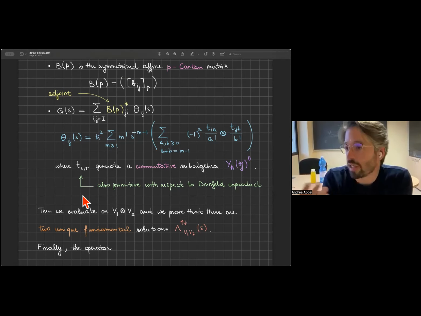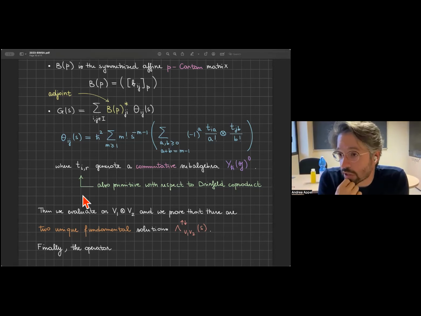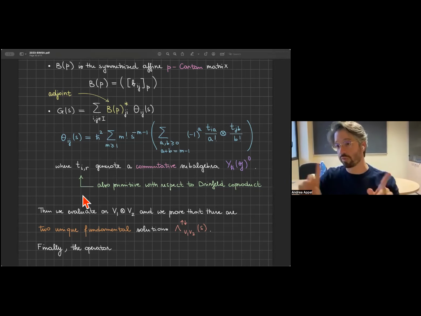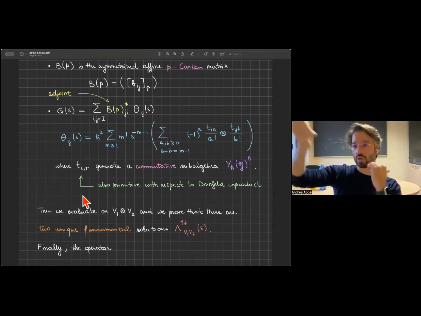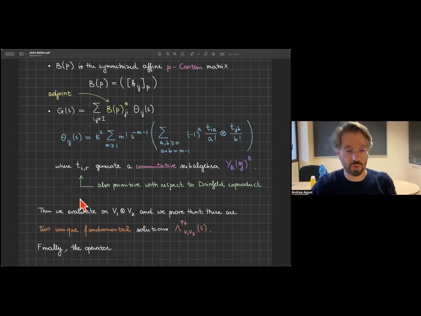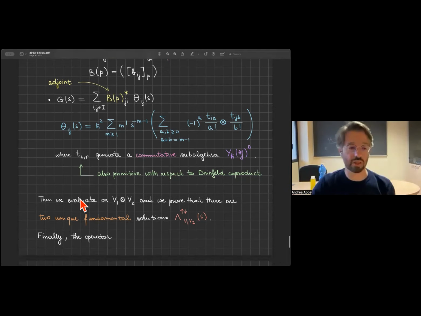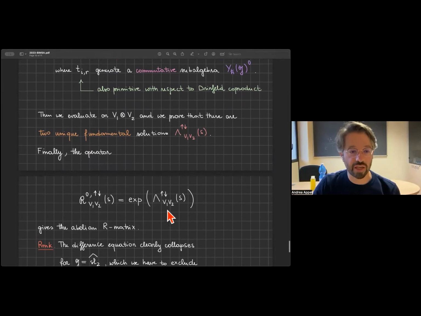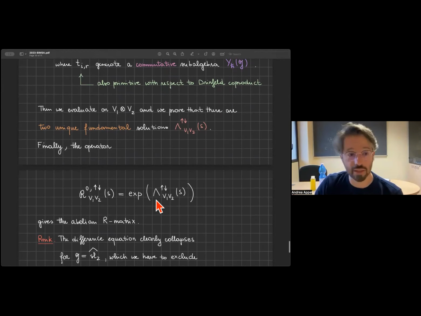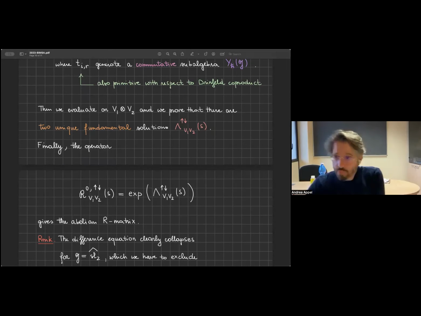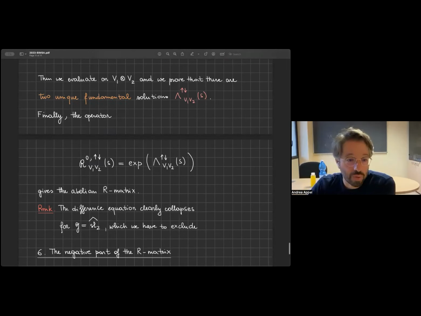Then we can use the standard theory of difference equations to say that there exist two fundamental solutions. These two fundamental solutions have precisely this behavior as you go to infinity in these two half planes that are quite far from the origin, but then again that behavior at infinity is of a certain type, and then we find the abelian R matrix as the exponential of these two fundamental solutions.